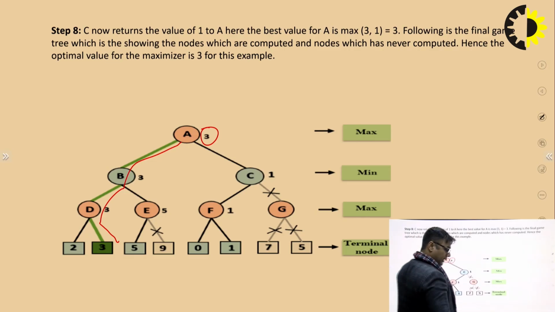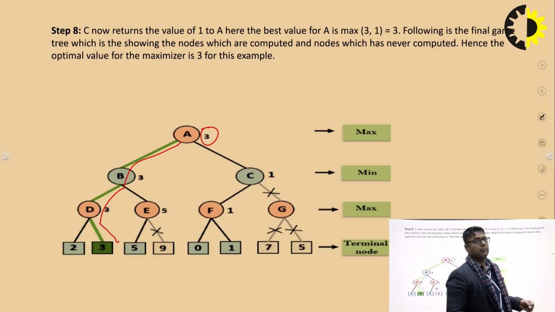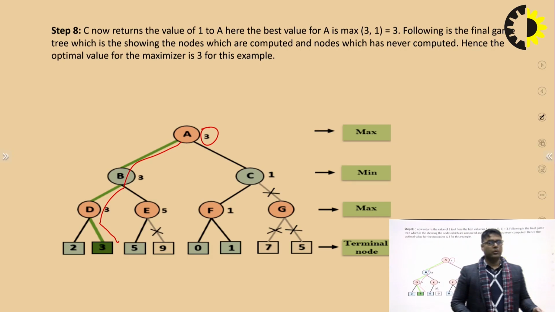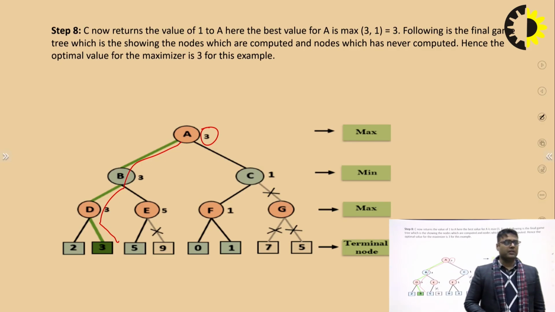Okay, this example is the most important example regarding your university exam. After 2 to 3 days your exam will start. So, alpha beta pruning is the most important question.